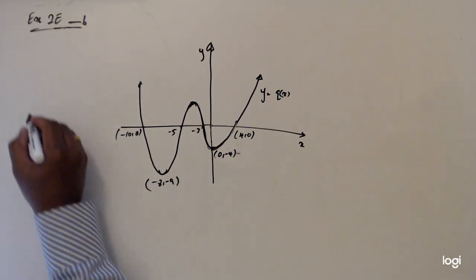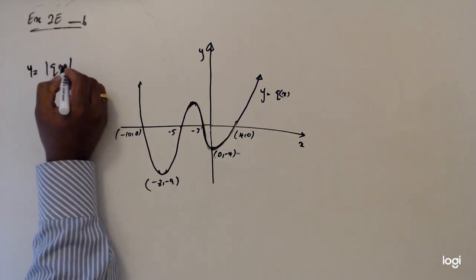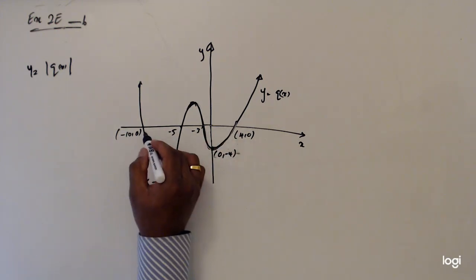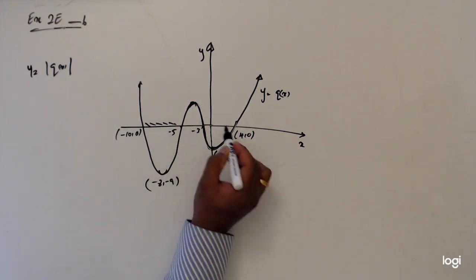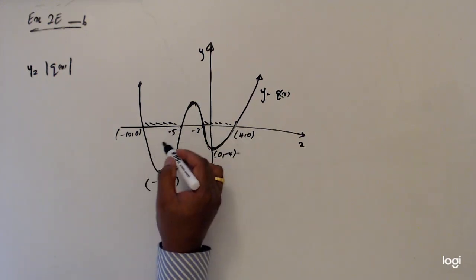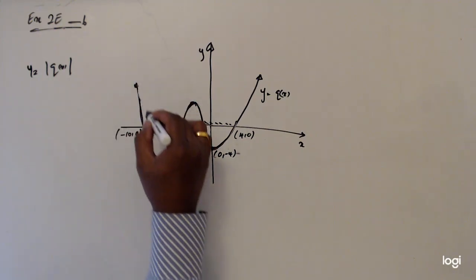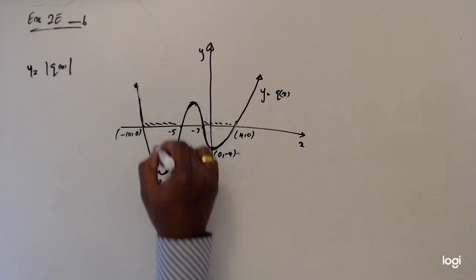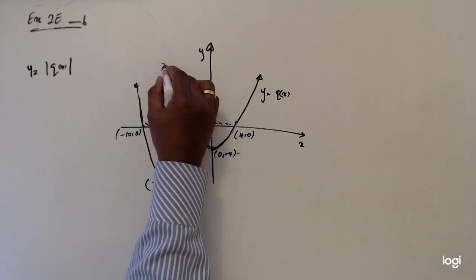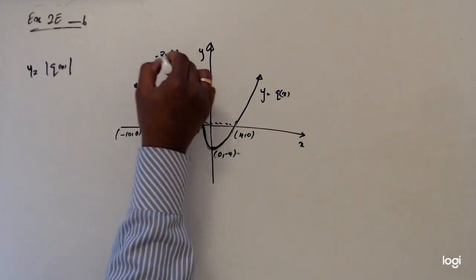Now we want to show that y equal mod qx. So we want to turn all the negative y's to positive. So we'll bring a mirror and we'll leave like this. Then this part is going to be so minus 8, 9. So then somewhere here it should be minus 8. This is minus 9. It is now positive 9.